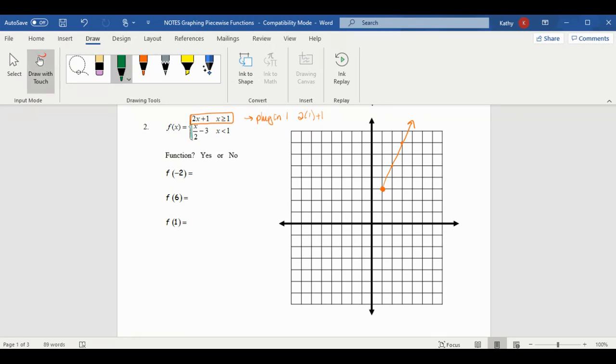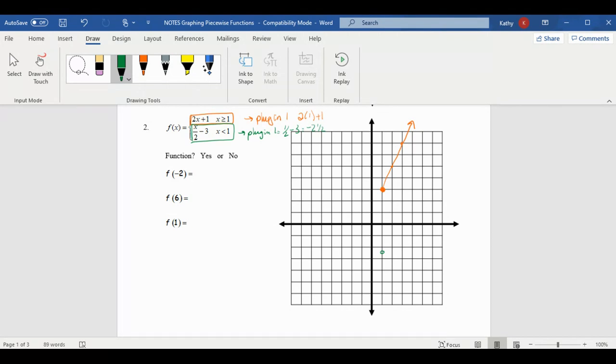For this second one, x over 2 minus 3 when x is less than 1. Okay, again, you are going to plug in 1. And finally, we get 1/2 minus 3, which is negative 2.5. So at 1, you're going to go down 1, 2.5, and I'm going to put an open circle right there. It is not included, but it is the endpoint that we need to show.